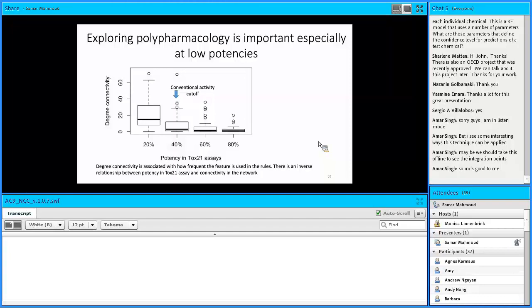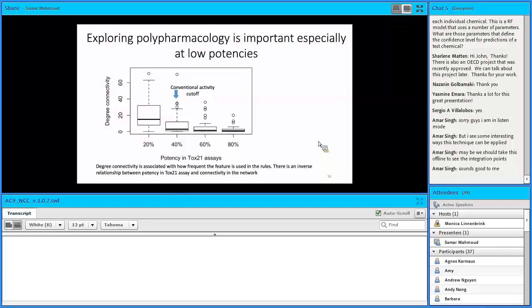conditions of low potency in Tox21 assays required many other companion features in comparison to high potency in the Tox21 assays, such as in the case of, for example, the 80% level, where there is low connectivity, which means low mutual other conditions in a rule. So they extrapolate on their own well into toxicity compared to assay conditions that reflect low potency. And what we can learn from here is that exploring polypharmacology is especially important at low potency, while we can extrapolate well high potencies in assays into in vivo outcomes.